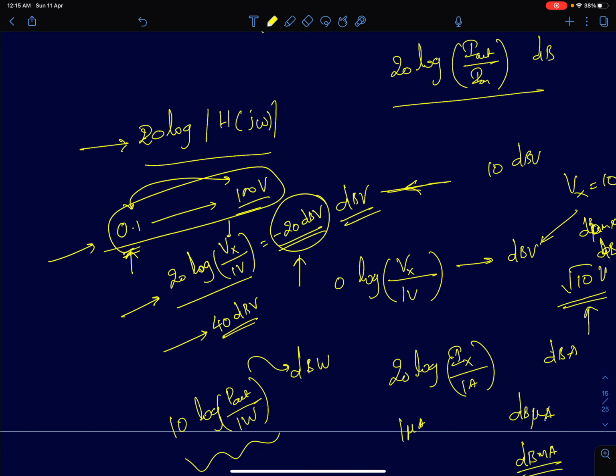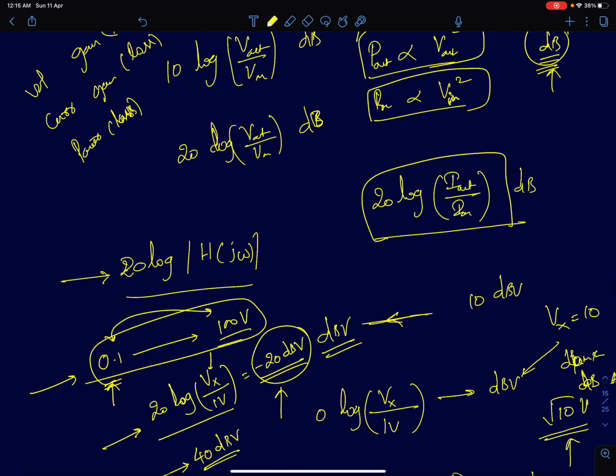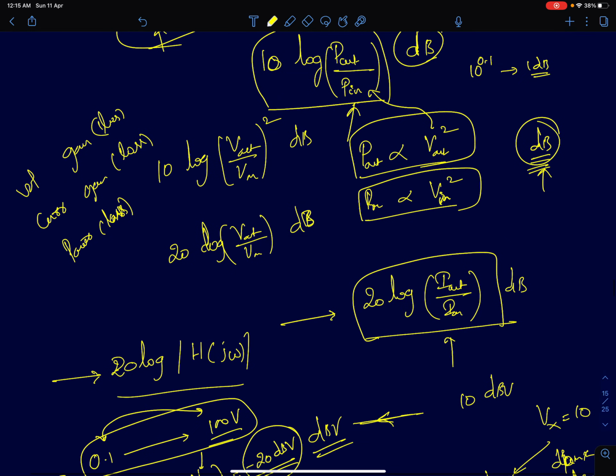In the same way, we can define this for currents as well. Since power is proportional to current squared, we can express the ratio of output current to input current in decibels as well. That will be 20 log of I out by I in. We can start with the definition, 10 log of P out by P in, and assume that the power is being dissipated across the same resistor. Then P out will be I out square R, and P in will be I in square R. You take the ratio, and you end up getting 20 log of I out by I in decibels.